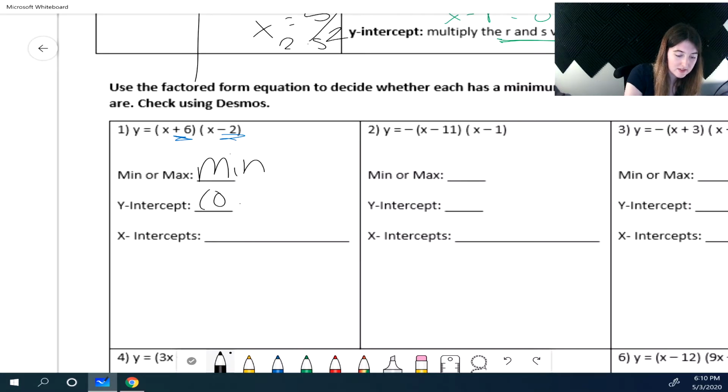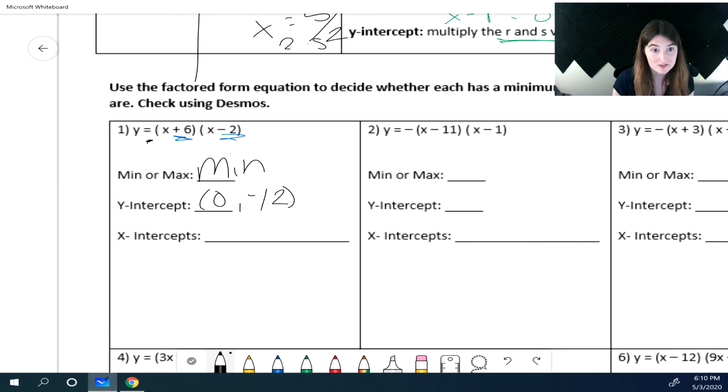Y-intercept means x is 0, and we're going to have 6 times negative 2, which is negative 12. Do we have a negative in front of the parentheses right here? No, so it will stay negative 12. 0, negative 12.